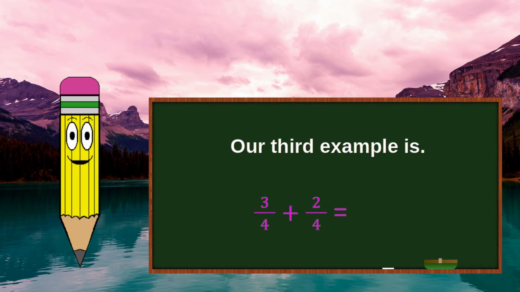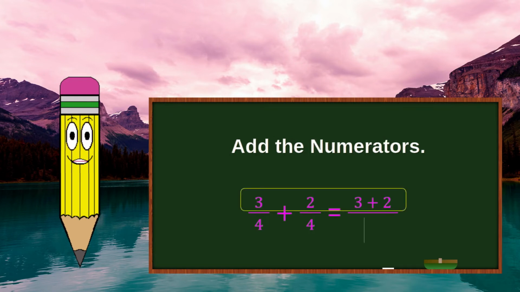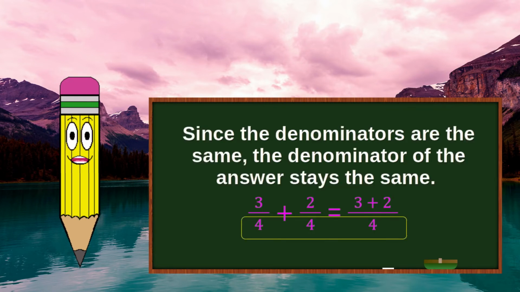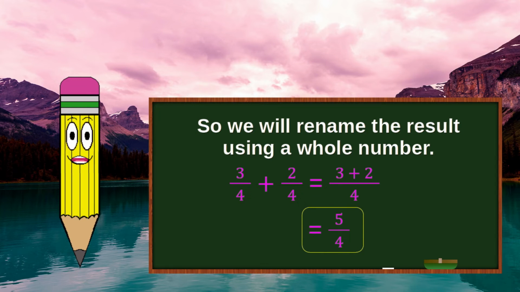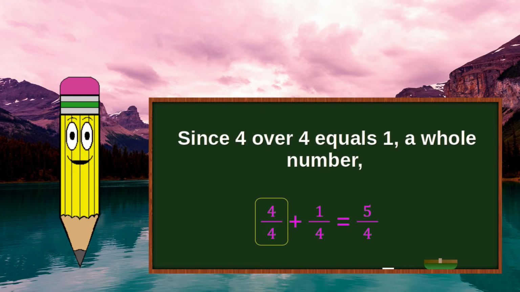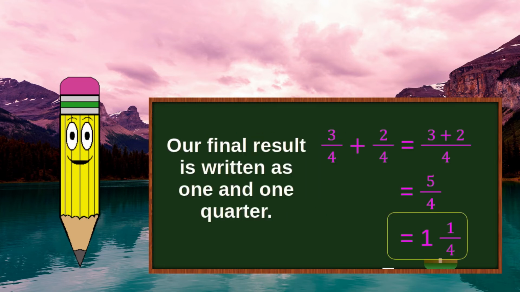Our third example is 3 over 4 plus 2 over 4. Add the numerators. Since the denominators are the same, the denominator of the answer stays the same. Our sum is 5 over 4, which is an improper fraction, so we will rename the result using a whole number. Since 4 over 4 equals 1, a whole number, our final result is written as 1 1/4.